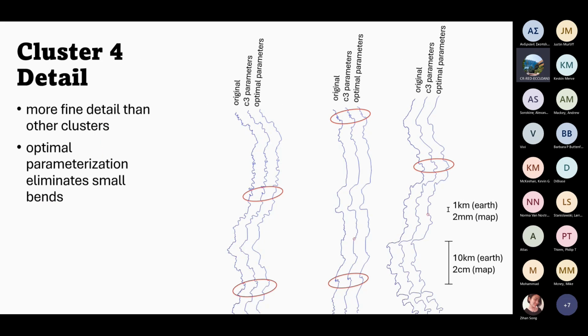This slide shows 3 different streams, and for each stream on the left we have the original. In the middle, we have the results of a suboptimal cartographic generalization workflow, and on the right, we have the optimal generalization workflow.